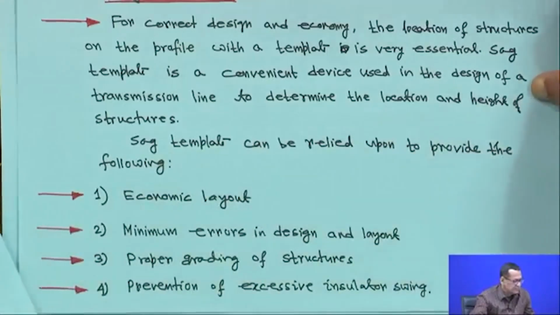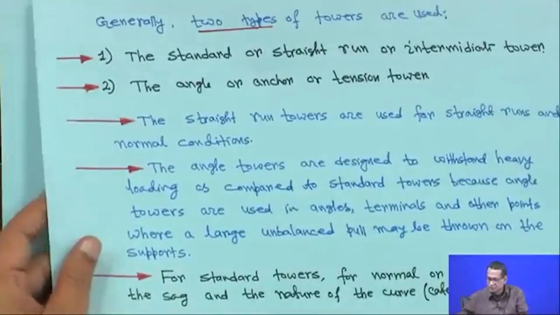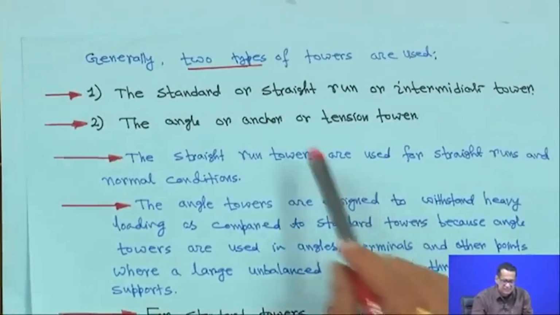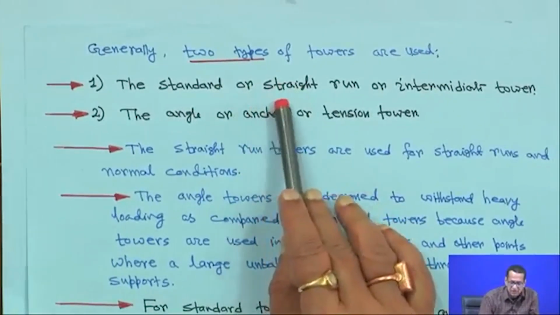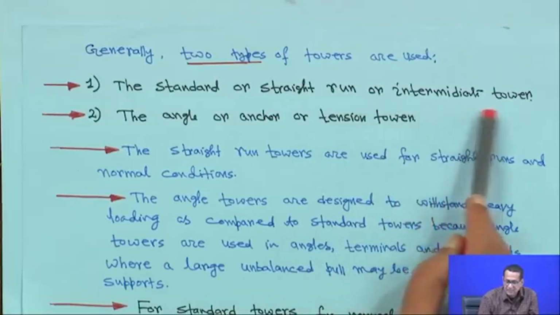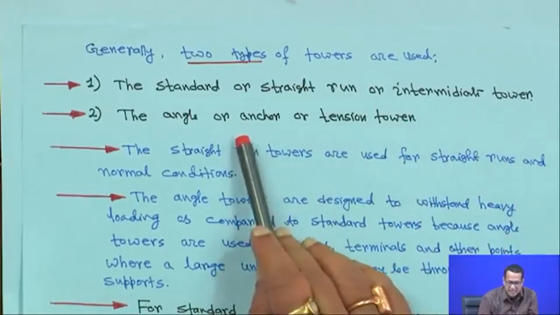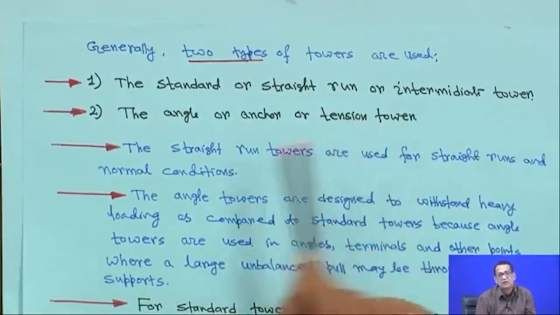Generally two types of towers are used. One is the standard or straight run or intermediate tower. Another one is the angle or anchor or tension tower.